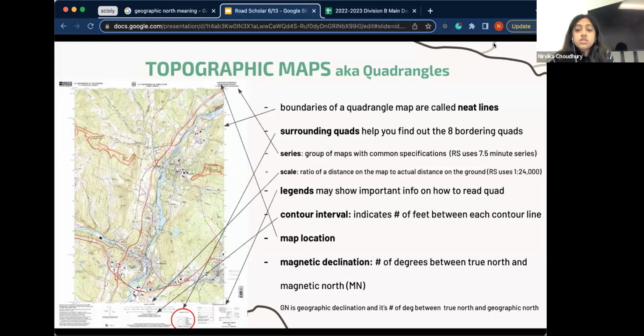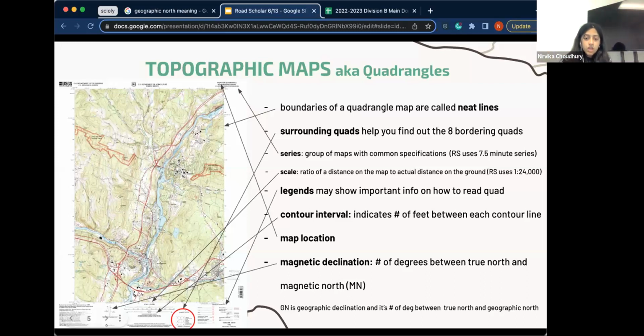Magnetic declination is the number of degrees between true north and magnetic north. True north is a fixed point on the globe, and magnetic north is the direction that a compass needle points to as it aligns with the Earth's magnetic field. Usually this is given to you right there. It has a small little diagram for you.